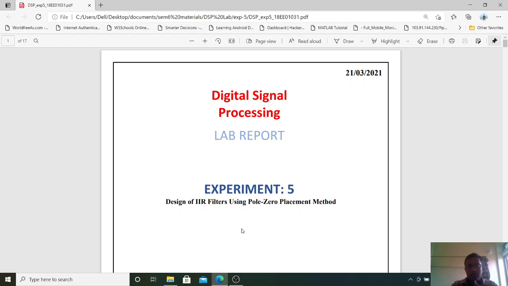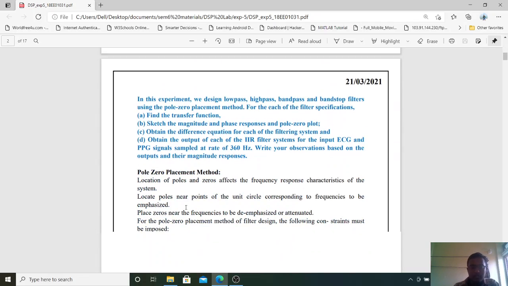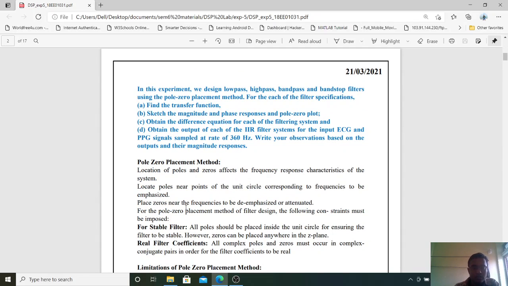Today I will be explaining my experiment number 5 of the digital signal processing laboratory: design of IIR filter using the pole zero placement method. Here we will be designing four types of filter using the pole zero placement method. So what is the pole zero placement method?